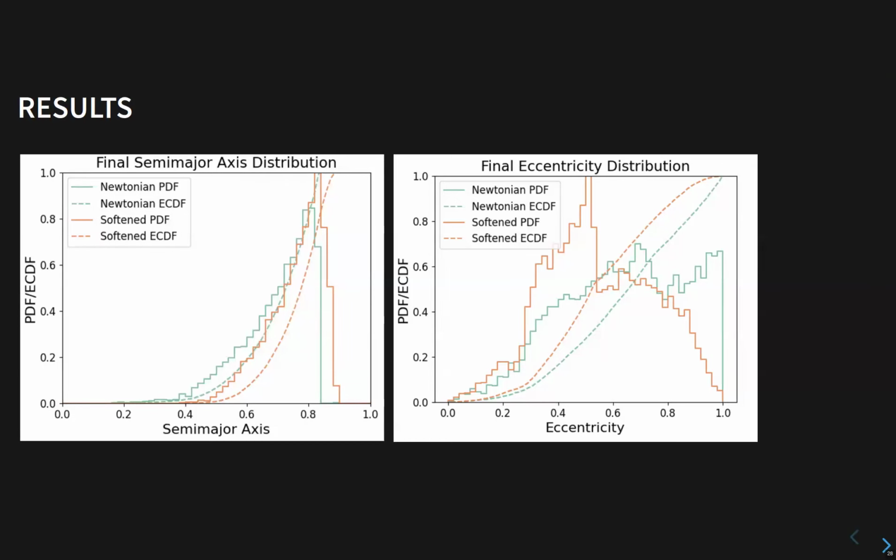So these show the distributions of outcomes that we've gotten so far. This is the final semi-major axis distribution of the surviving binary, and this is the final eccentricity distribution. Here there's both the PDF with solid lines and the cumulative distributions with dashed lines. And recall that the initial semi-major axis was 1 in the setup. So there is some effect of softening in these distributions, but it's surprisingly mild, I would say.